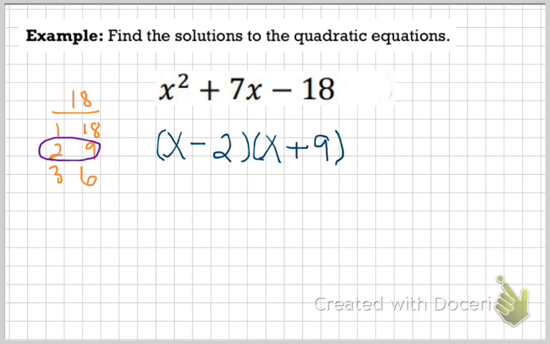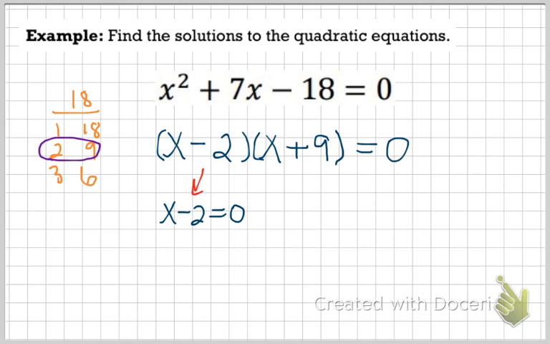Okay, well, we've done that before. We're trying to solve though. So this has to be equal to 0. So we set this equal to 0. Now it's time to set each linear factor equal to 0. So this is x minus 2 equal to 0.